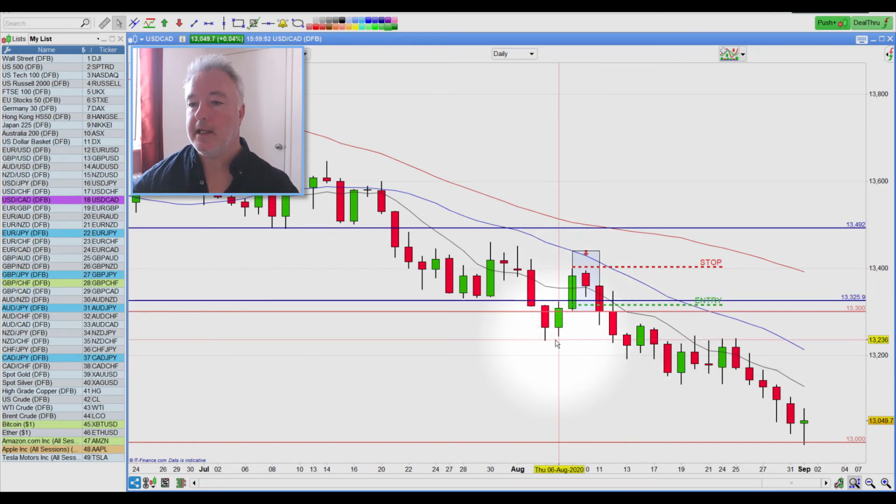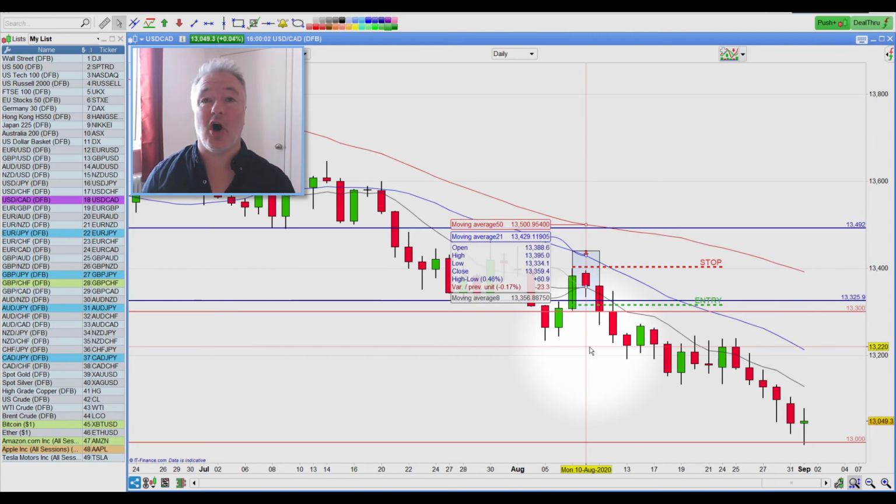So this one had a really nice entry just below this level of historical support. If it broke through the level, stop loss above the high of that swing high. And this one is sitting at 5.5 to 1 in terms of reward to risk on that trade. And so those are the best ones that I've seen so far.